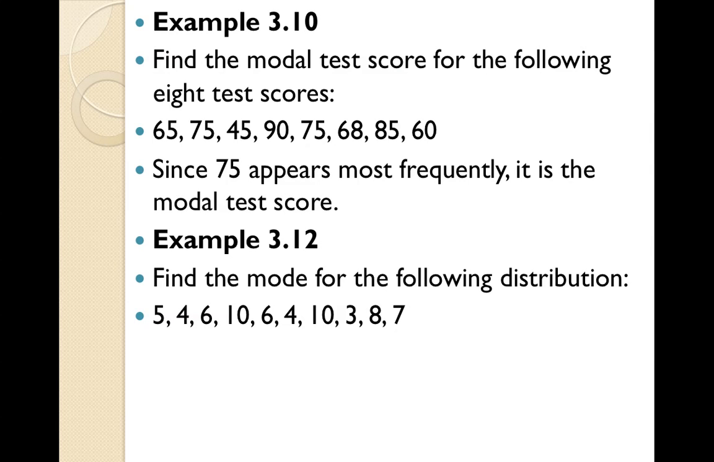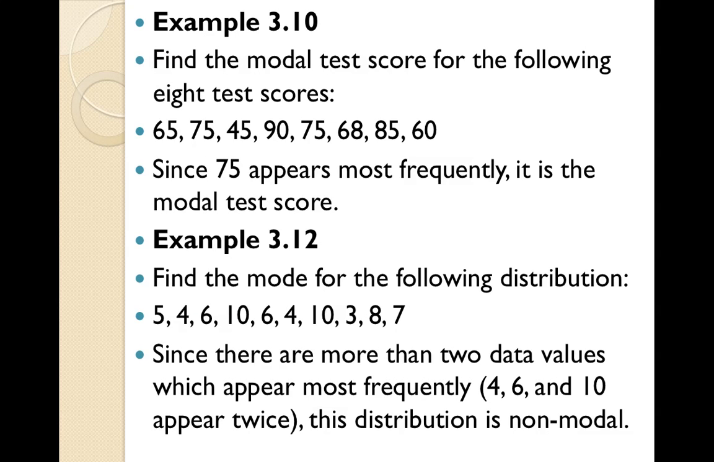Now, let's look at this distribution. We have a 4 that appears twice, 6 appears twice, 10 appears twice, and it looks like the rest of the numbers just appear once. Well, it doesn't mean we have 3 modes. If we have something where there are 3 or more numbers that appear at the same frequency, then we say the distribution is non-modal. So this distribution is non-modal.